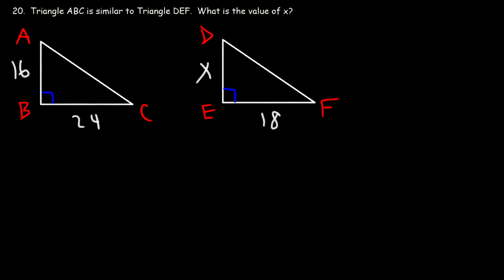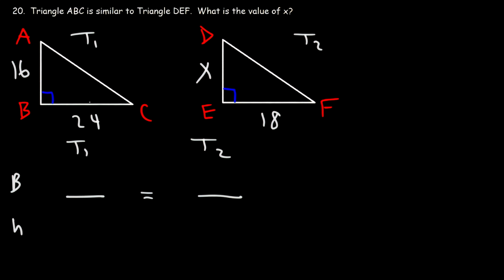Number 20. Triangle ABC is similar to triangle DEF. What is the value of x? Let's call this triangle 1, and let's call this triangle 2. So these are the bases of the triangles, and here we have the heights of the triangles. So we need to set up a proportion. We're going to have 2 fractions separated by an equal sign. On the left, we're going to put the information for triangle 1. On the right, we are going to write the information for triangle 2. Now let's put the base on top, and the information for the heights of the 2 triangles, we're going to put it on the bottom of the fractions.